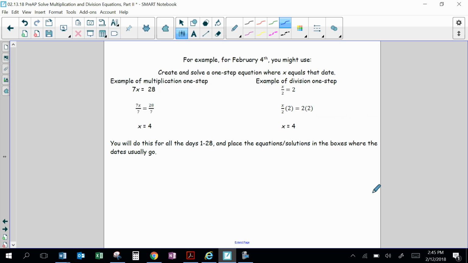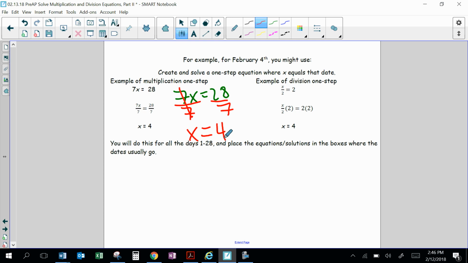So let's do February 4th. We just practiced addition and subtraction. Let's practice multiplication. 7x equals 28. Is x isolated on the left side of the equation? It is not. What is the inverse of multiplying? Dividing. So I divide both sides by 7. This cancels. x equals 4. If I like that one, I could copy that down on the 4th day of February.